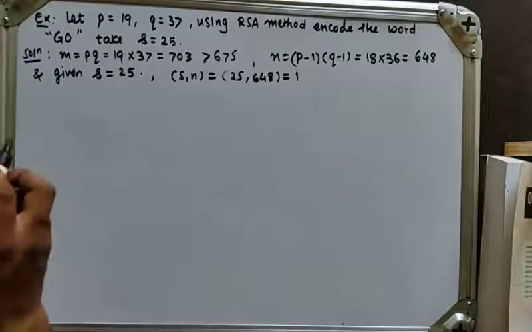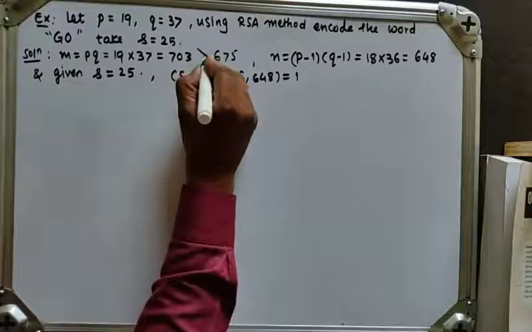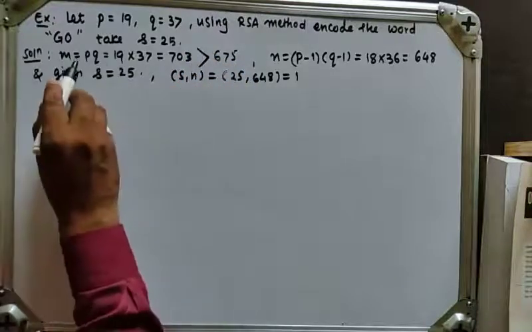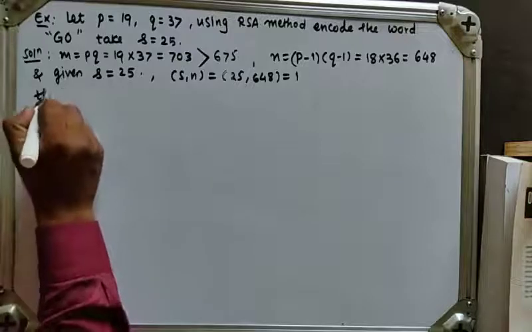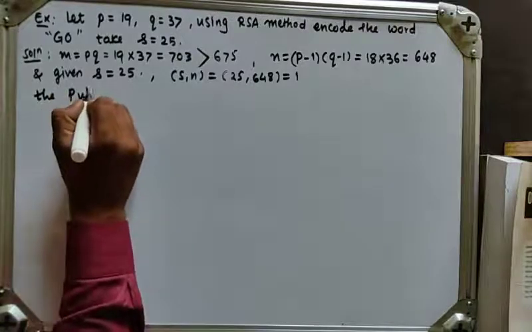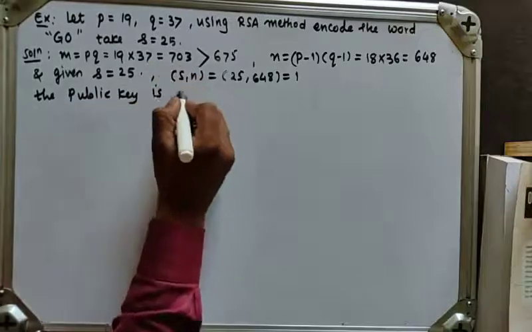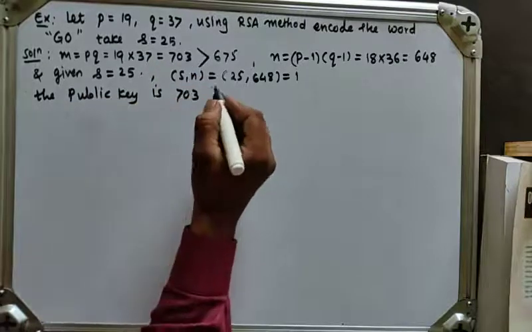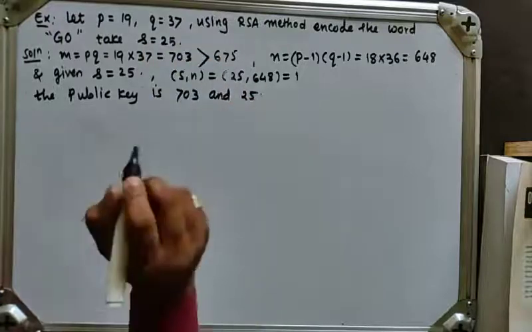Now the public key. What is the public key? Our public key is the value of M and S: 703 and 25.